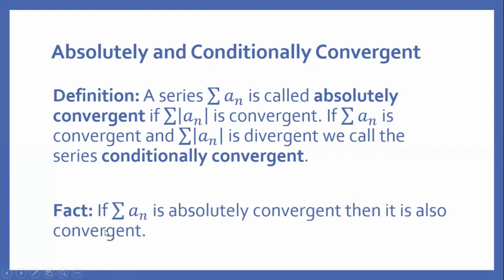Fact. So ito yung fact, if the summation of a sub n is absolutely convergent, then it is also convergent. Ayan. So syempre, since absolutely convergent yan, pareho lang naman sila convergent na rin ang tawag sa kanya. Kasi pareho lang naman sila convergent.